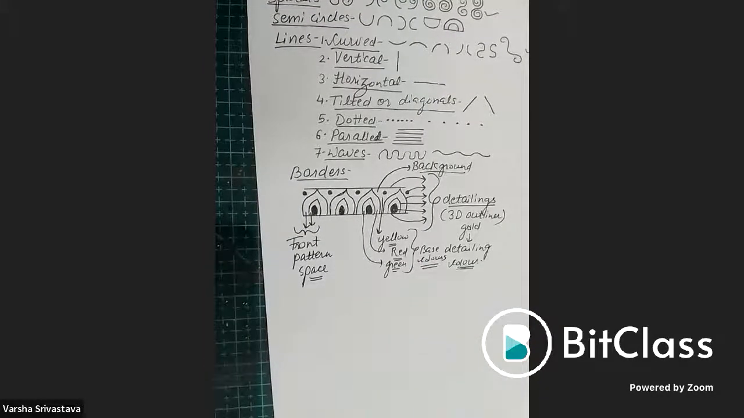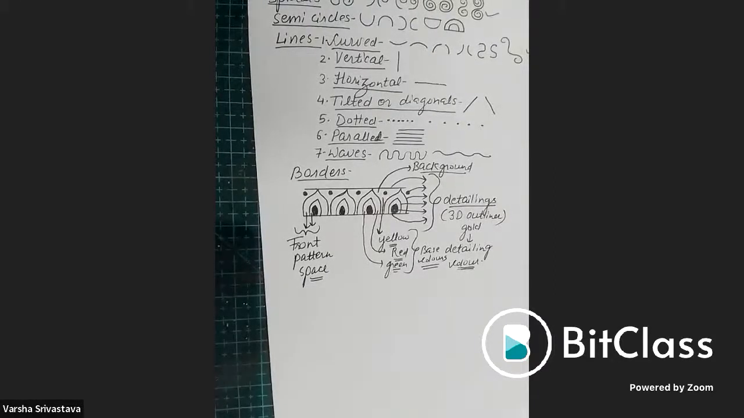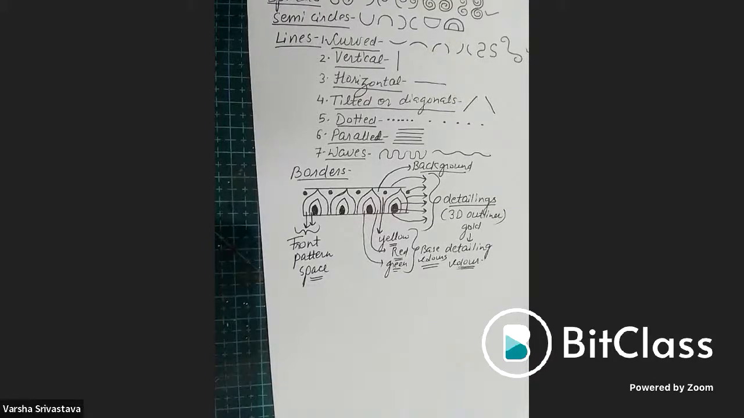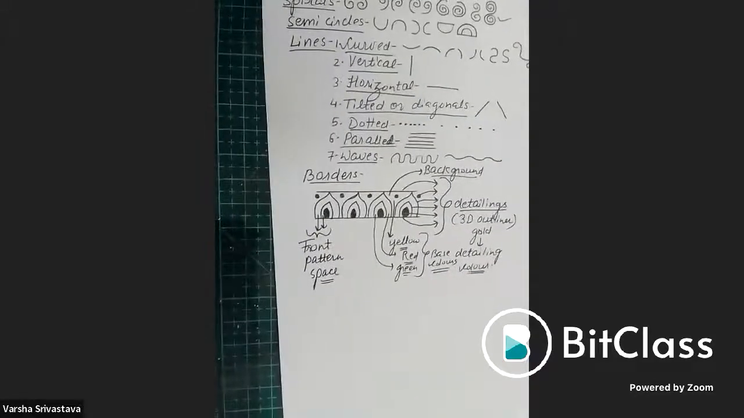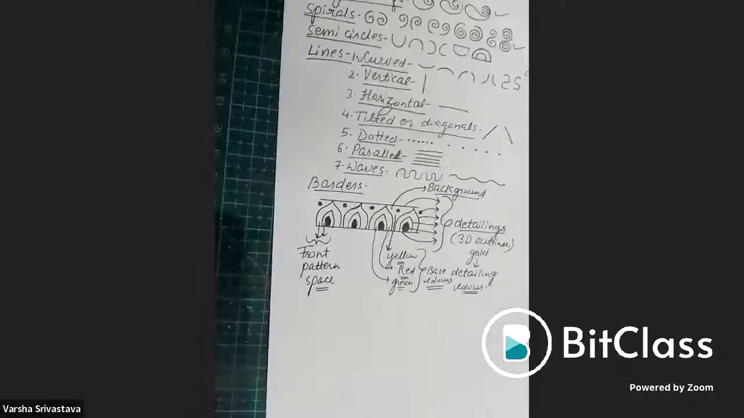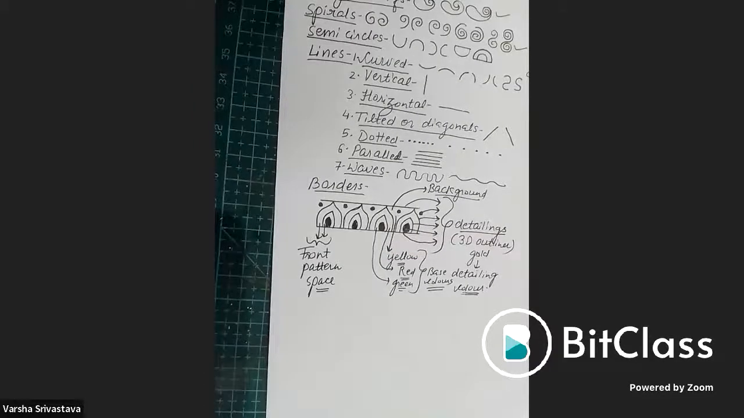If I'm coloring the background with a dark color, then in the front pattern space the light color will be used. If I'm coloring the background with a light color, the front pattern space will be colored with a dark color. The contrast which you make, this is the front pattern space. I hope it is clear to all of you.